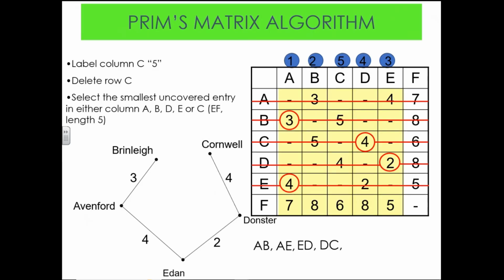So for the last one, we've done all 5 of these columns now. We're looking for the smallest out of each of these 5 columns here. All of these rows have been crossed out, so we can't look at any of these other ones. The smallest out of these ones is this 5 here.